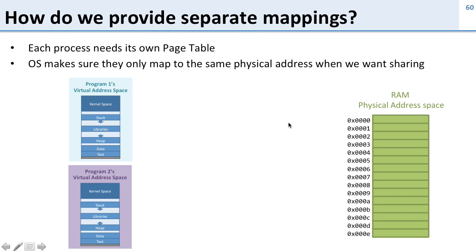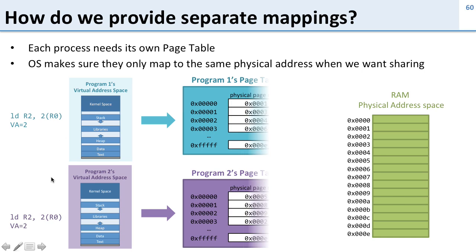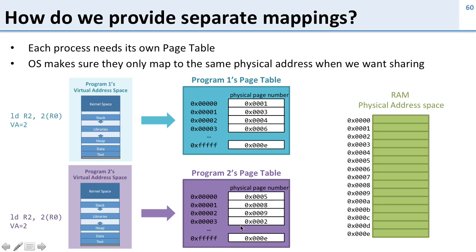So how do we provide these separate mappings? Well, the operating system makes sure you use the right page tables. So we have two programs here. They're both going to do a load to some location here, address 2 in this case, so virtual address 2 from both of these. They're both going to have their own page tables.